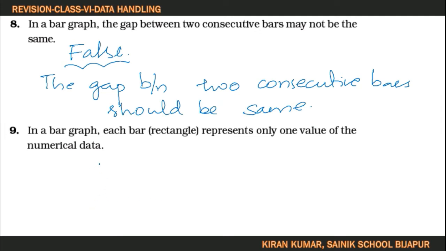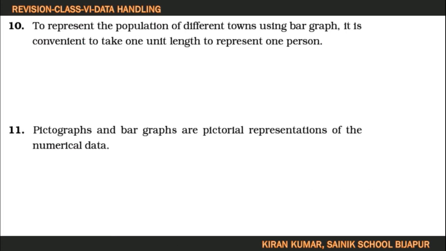Ninth one, in a bar graph, each bar, a rectangle, represents only one value of numerical data. This particular statement is a true statement. Statement number 10. To represent the population of different towns using a bar graph, it is convenient to take one unit length to represent one person. This is again a false statement. When we do the question of representing using a bar graph, it will be explained to you that we need to take the unit or the scale depending on the given observation.